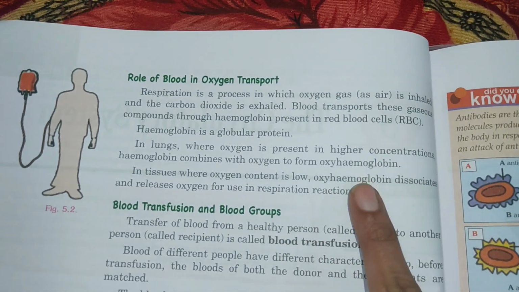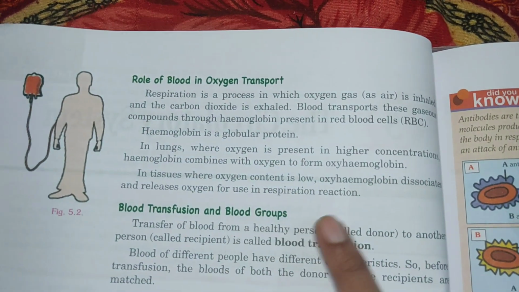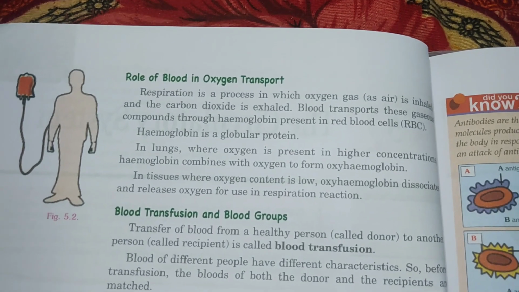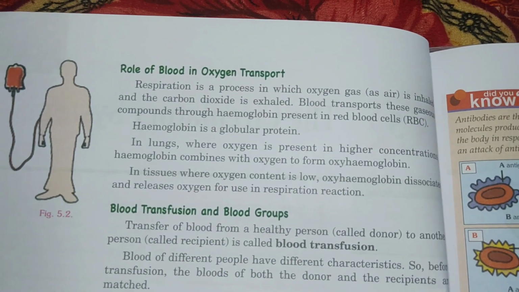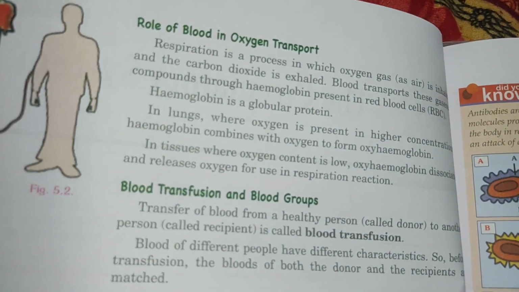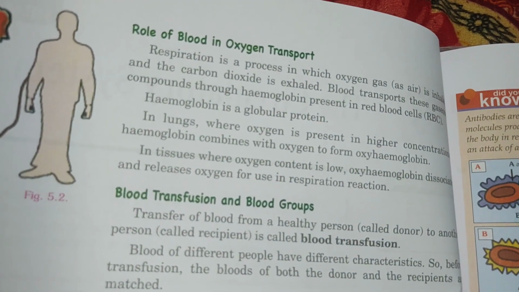So this oxyhemoglobin, while being carried in the blood, will reach the tissues where the oxygen is less. That's why it will carry oxygen to all the body parts where the oxygen is less. Like that, oxygen is carried to all the body parts.